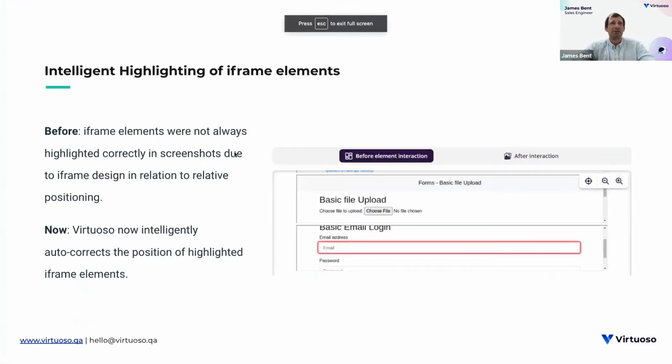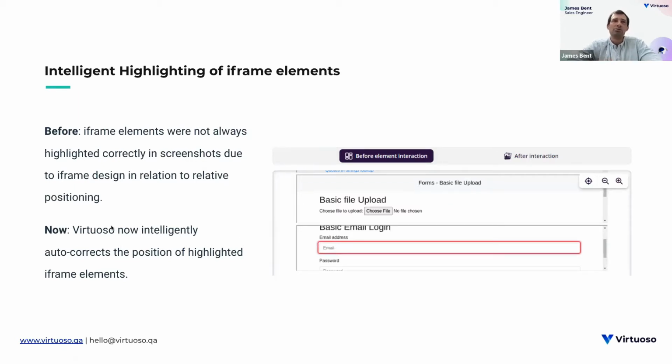Okay, so next, intelligent highlighting of iframe elements. For any of you that have used iframes, you'll know that sometimes the highlights in the screenshots weren't always directly over the elements that were being selected. And this is really down to the way that iframes are designed. It's very difficult for them to report where the elements sit in relation to the main page.